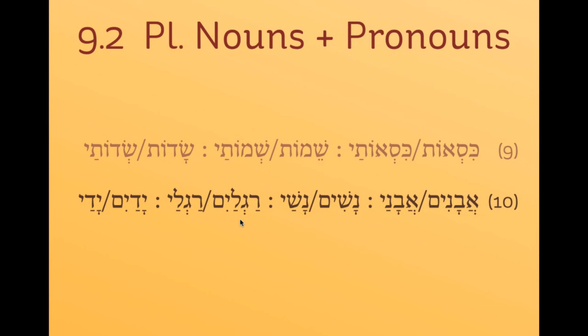Regel, raglaim. Remember, all paired body parts are feminine, but this is a dual ending, so the type 2 pronoun overwrites the eem or the aim ending. So my legs is raglai, and also yad, yadaim, my hands, yadai.